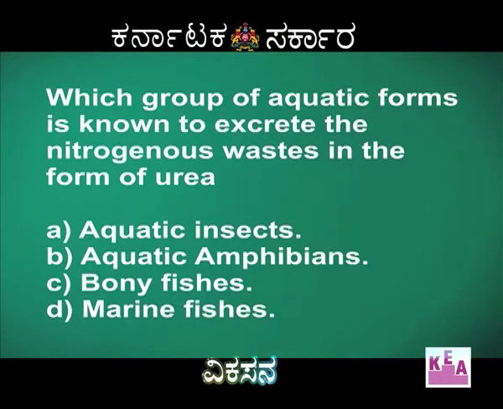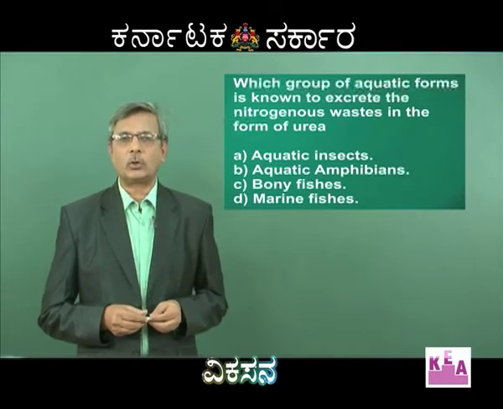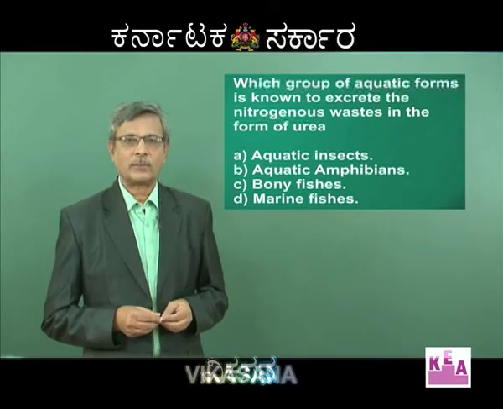Here, let us look into the options. The first option, aquatic insects. Second option, aquatic amphibians. Third option, bony fishes. Fourth option, marine fishes. So here, all the four options mention aquatic adaptation only. When we talk about marine fishes, actually we are referring to cartilaginous fishes.